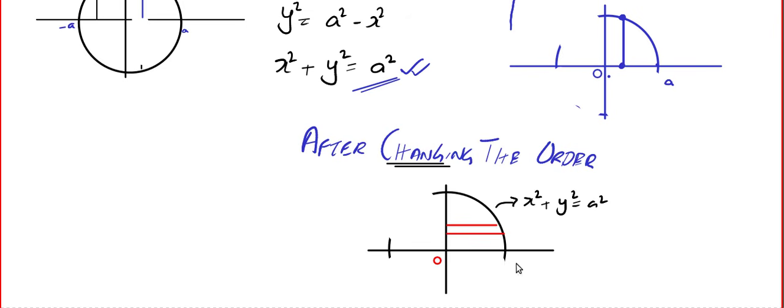Now this is 0, this is a, this is also a, but y equal to a, is x equal to 0, y equal to 0, x equal to a. Now look at this. Once you have a strip parallel to the x-axis, y will be constant. So I can see that y varies from 0 to a.